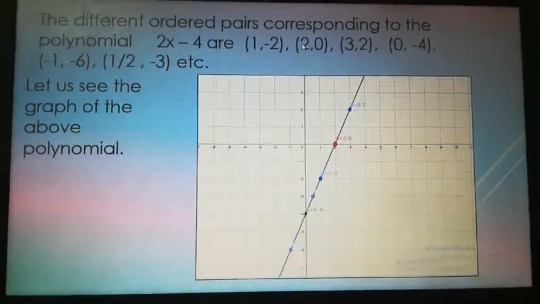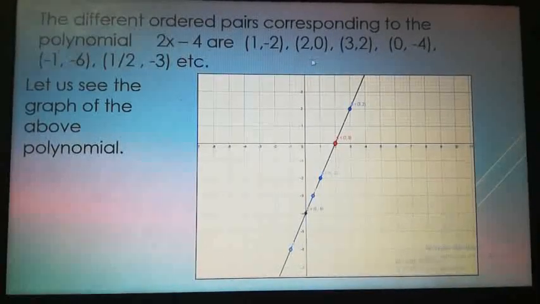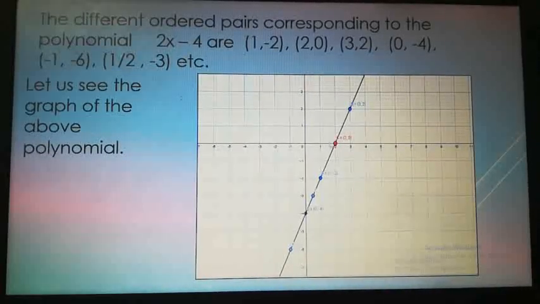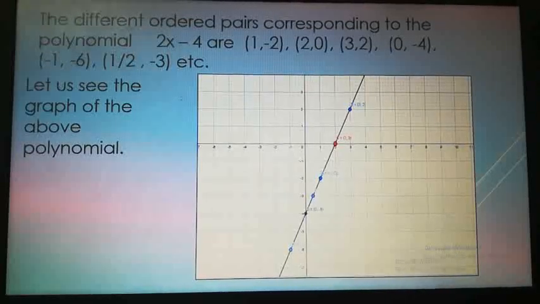when x is given the value 2, the polynomial takes the value 0. So this is the point corresponding to the 0 of the polynomial. And that point is on the x-axis. So the 0 of the polynomial from the graph is the point at which the line meets the x-axis. Because at that point on the x-axis, the y-coordinate will be 0. That means the value of the polynomial is 0. And the corresponding x-value, the x-coordinate, is the 0 of the polynomial. So the 0 of the polynomial is the point where the line meets the x-axis.